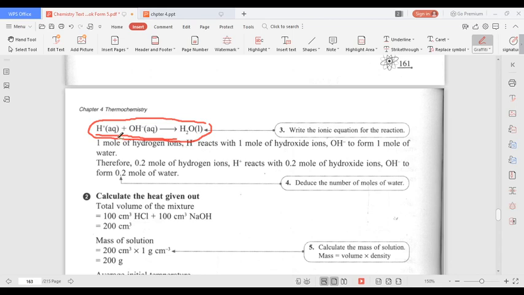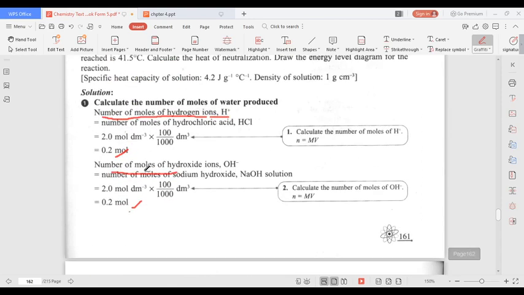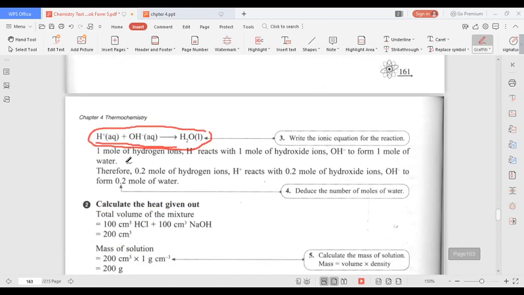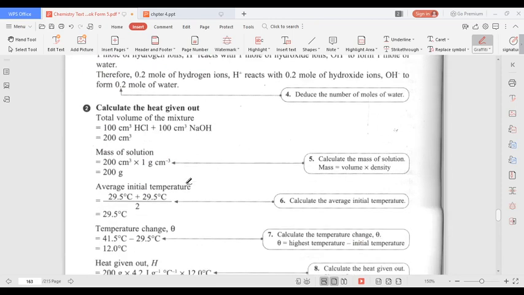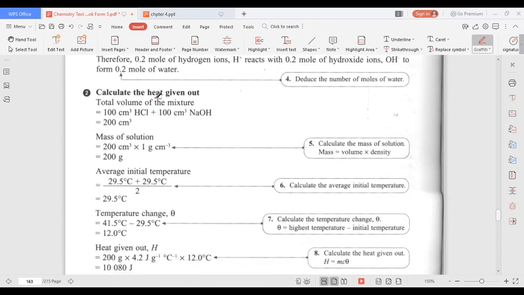Okay, 1 mole of hydrogen ion reacts with 1 mole of hydroxide ion. So that means from the calculation here, 0.2 and 0.2 here. So next, calculate the heat given out.